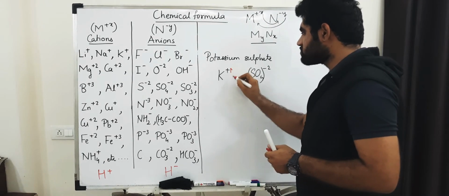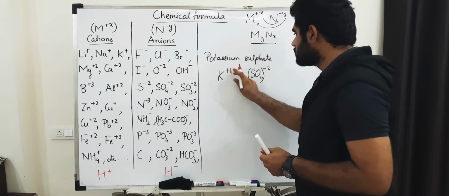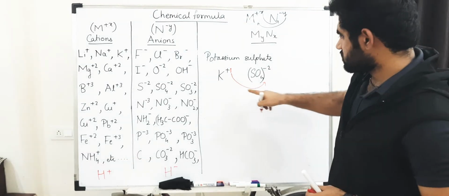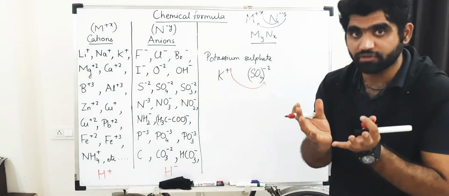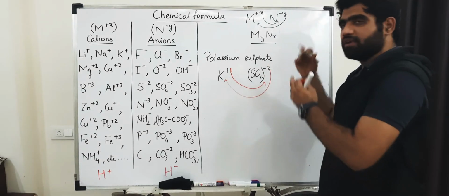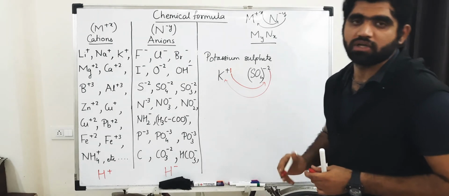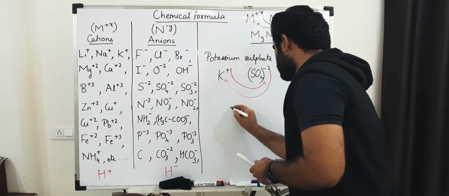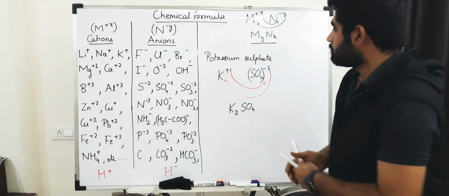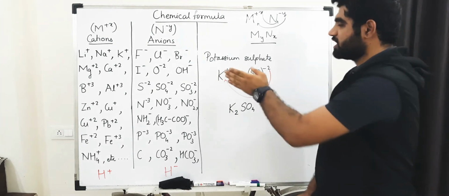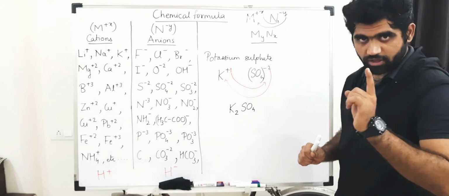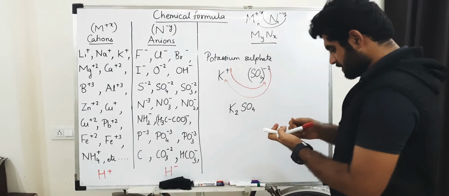There's no number here, it means there's 1. So this 1 from the superscript of potassium moves to the subscript of the whole sulfate SO4, and the 2 moves from the sulfate's superscript to the subscript of potassium, resulting in formation of K2SO4. Now for potassium sulfate, many students write KSO4. It's not KSO4, it is K2SO4. Okay, so this is the first compound. Let's take some other compound.